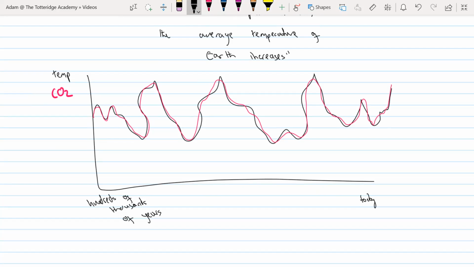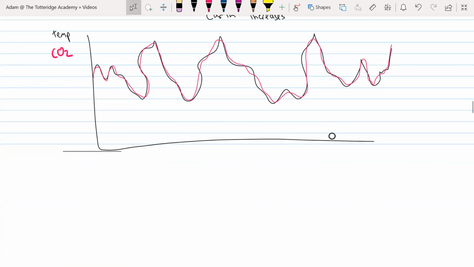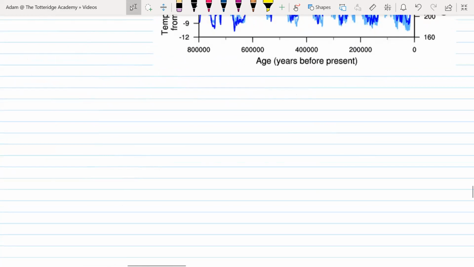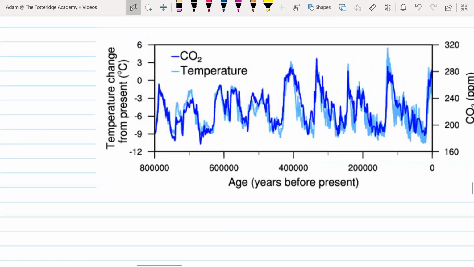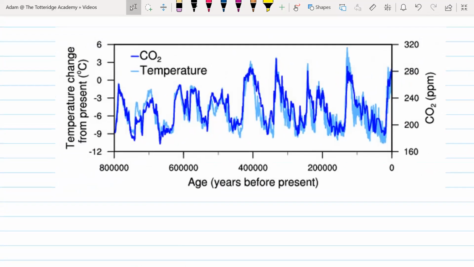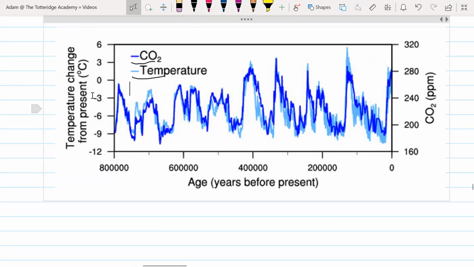Over the last 50 to 60 years, the average temperature of Earth has increased, as well as the amount of carbon dioxide increasing. And there are tons of data sources for this. This one I think I got from the American National Oceanographic Climate something or other. But here you can see that the carbon dioxide is the dark blue line and temperature is the light blue line. I'll get my cursor so you can see what I'm looking at.